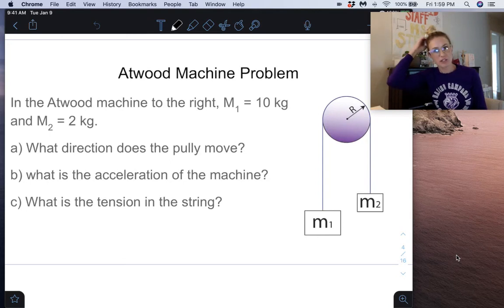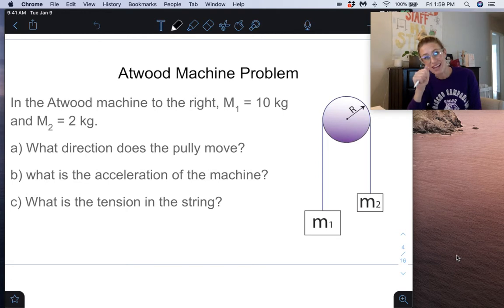So here's a special Newton's second law problem called the Atwood machine problem. So we have an Atwood machine to the right. Now, usually it will say this Atwood machine has a massless, frictionless pulley. The reason that it has to say that is because when a pulley like this has a mass, we have something called rotational inertia. We'll talk more about that in rotation though. So right now, this pulley is massless and frictionless.